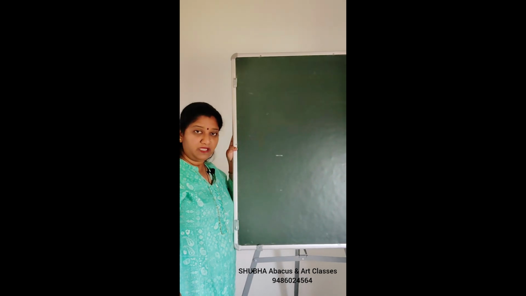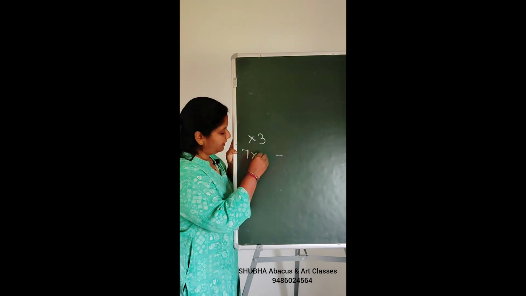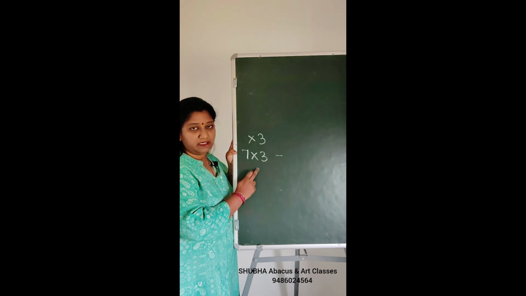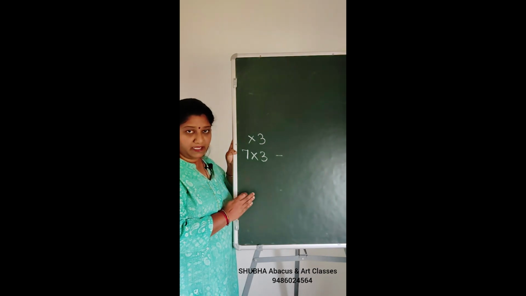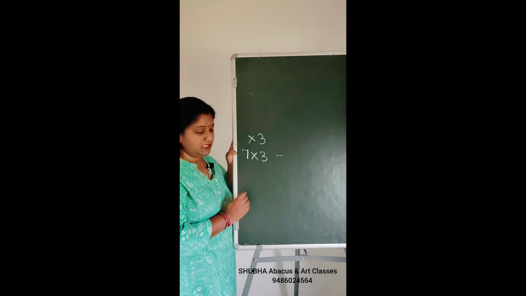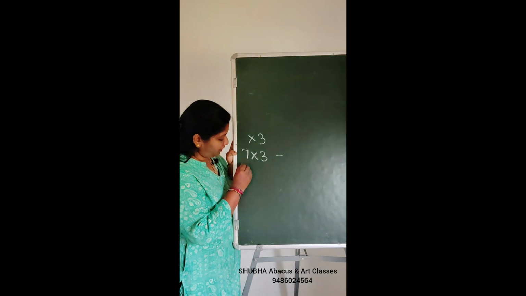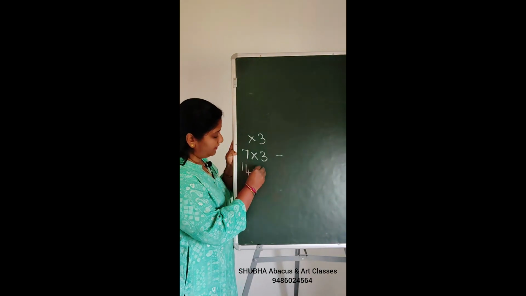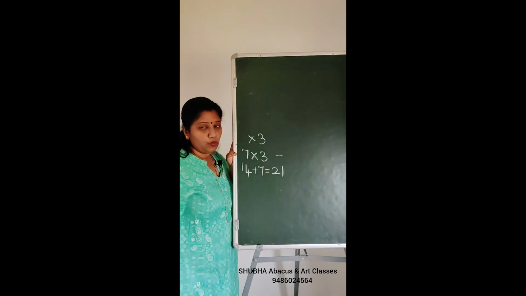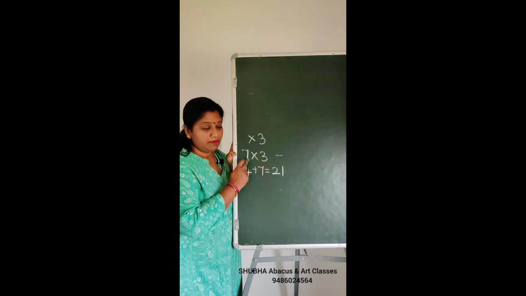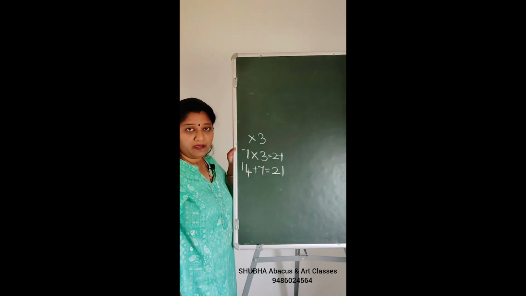Let's see the multiplication table trick of 3, or trick of multiplying by 3. 7 multiplied by 3. Multiplying by 3 is just nothing but double the number and then add the original number. Means double the 7. Double of 7 is 14 and then add 7 is 21. So 7 multiplied by 3 is 21.